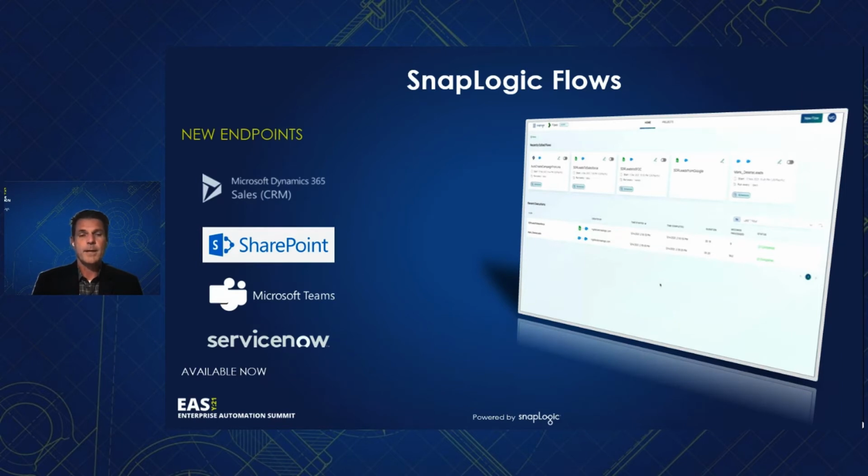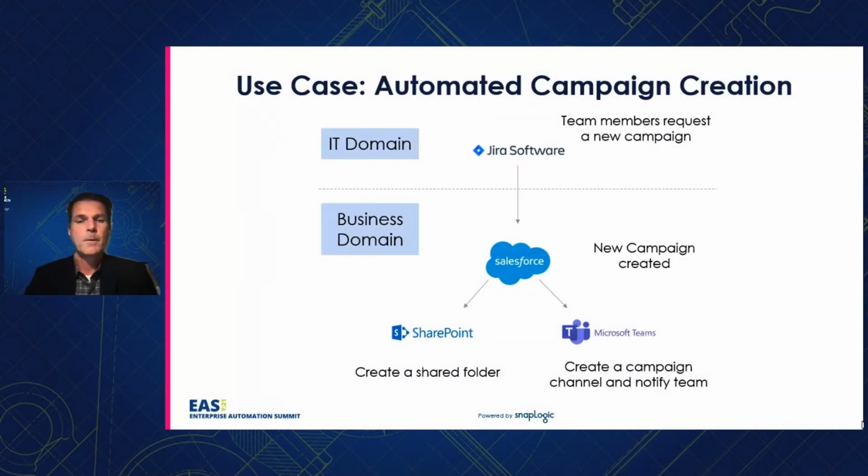So you'll see we added Microsoft Dynamics for Sales, as well as some of the real-time collaboration capabilities. We already have Slack, and then adding Teams, and then of course Microsoft SharePoint for file collaboration. And now we're also getting into some of the ITSM domains, such as ServiceNow, and you'll see things like Jira coming up in upcoming releases here. So these are all available now.